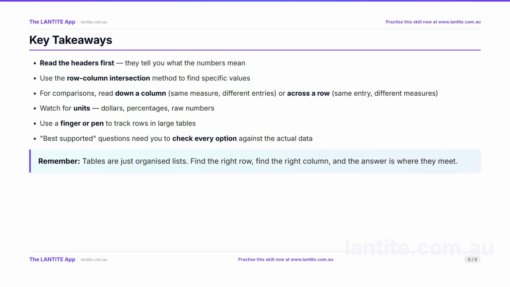Let us recap. Always read the column headers and row labels first. They tell you what the numbers actually represent. Use the row-column intersection method. Find the right row, find the right column, and read where they meet. For comparisons, read down a column to compare the same measure across different entries, or across a row to compare different measures for the same entry. Always check the units. Use your finger to stay on the right row in large tables. And for best supported questions, check every single option against the data. Do not just pick the first one that sounds right. Tables are really just organized lists. Once you have the technique, they are very manageable.